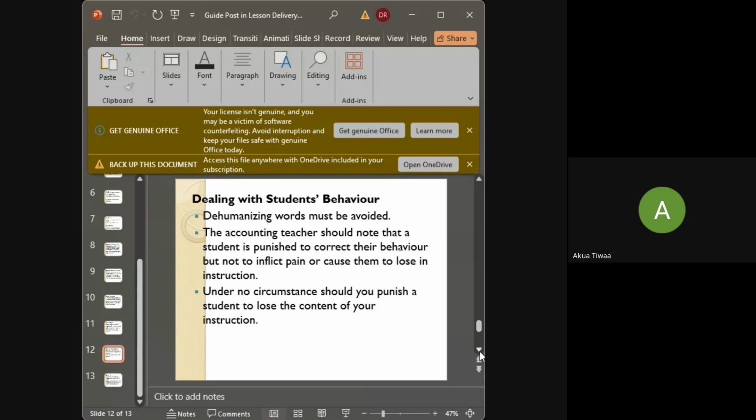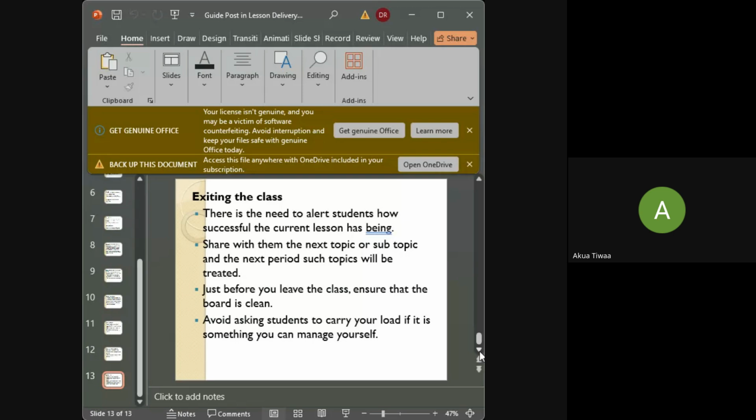You give them reading assignments or you tell them the topic that they will be doing during your next lesson. Then after everything, you make sure that the board is clean. You don't leave the board like that. If possible, you clean the board yourself. You don't give it to anyone to clean. But if you have a board monitor or something, make sure the board is clean before you exit the classroom.